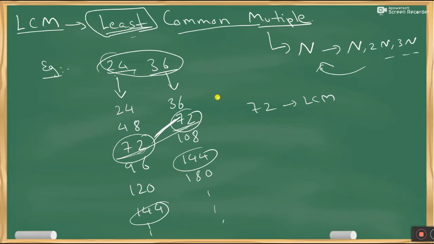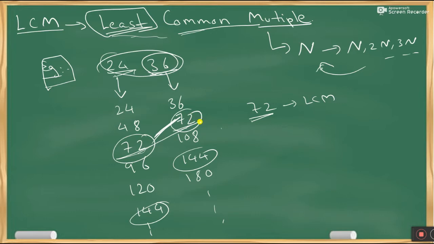This also means that 24 divides 72 completely, that means the remainder will be 0, as well as 36 also divides 72 completely. Got the point? So this is the concept of LCM, but this is a lengthy process. It's just a concept. How do we actually solve? So we have different methods of solving LCM.